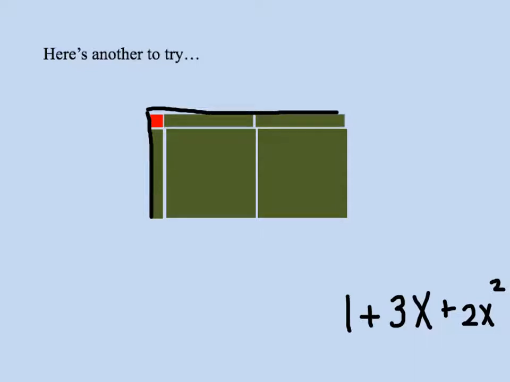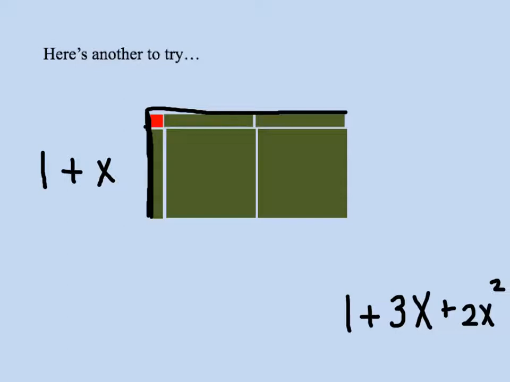Let's try another similar example. Again, I've given you the product and I want you to tell me which binomials would have multiplied to give us this product, the area. And the area in this example, as you can see, is 1 plus 3x tiles plus 2x squared. Take a look at the vertical length and the horizontal width. We have a 1 tile, which is 1 long, and an x tile, which we know is x long. 1 plus x would be the vertical length of our rectangle.